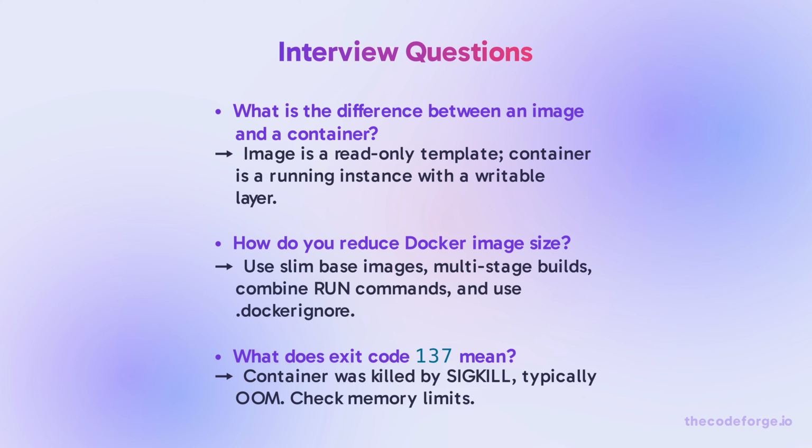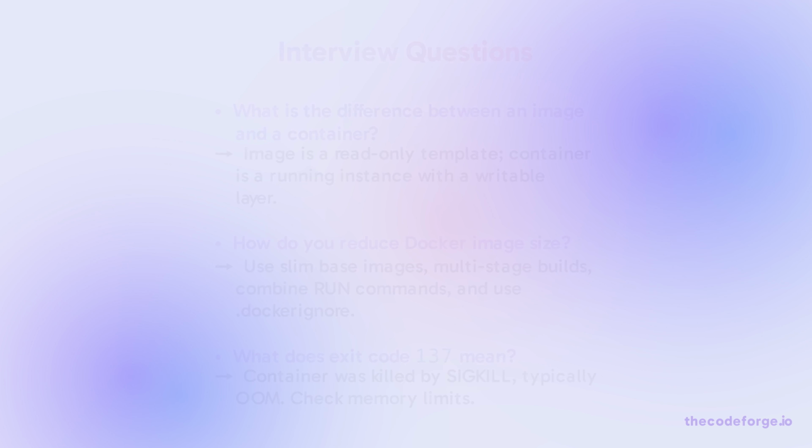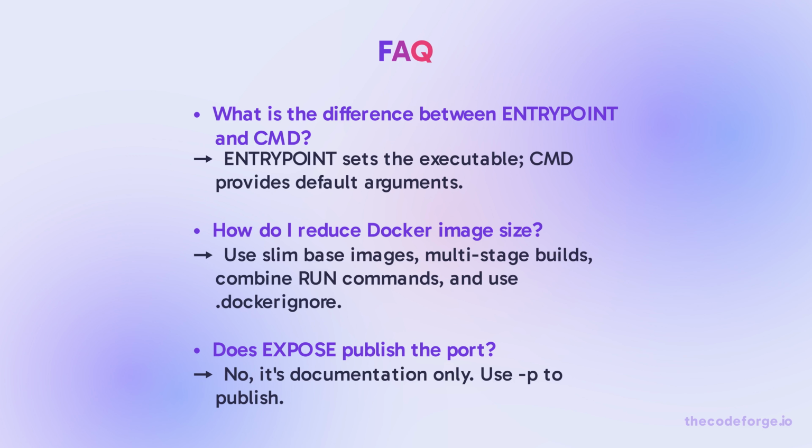Let's run through some common interview questions. What is the difference between an image and a container? An image is a read-only template. A container is a running instance with a writable layer. How do you reduce Docker image size? Use slim base images, multi-stage builds, combine RUN commands, and use .dockerignore. What does exit code 137 mean? The container was killed by SIGKILL, typically OOM. Check memory limits.